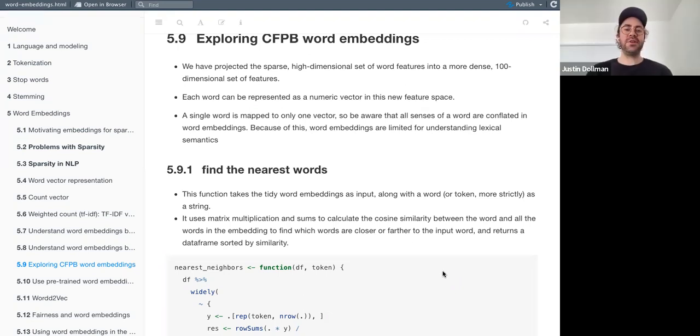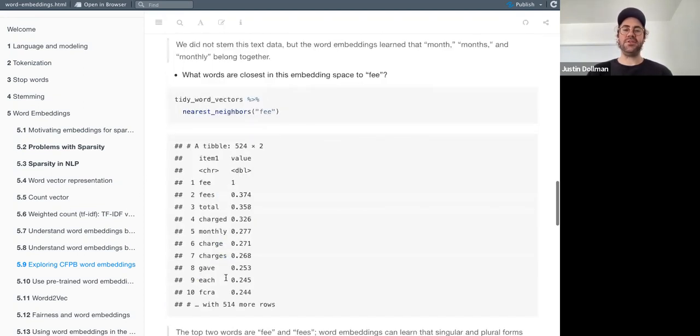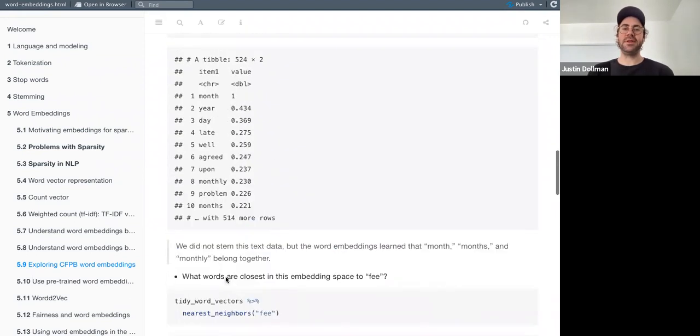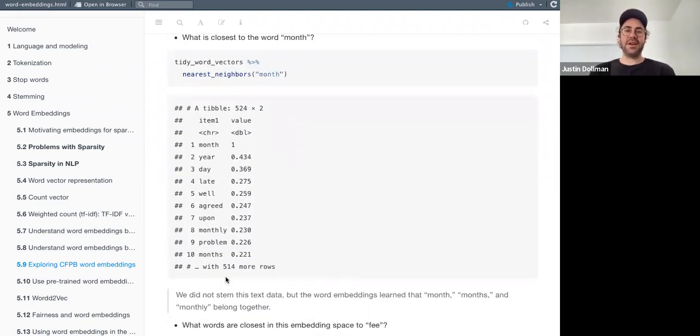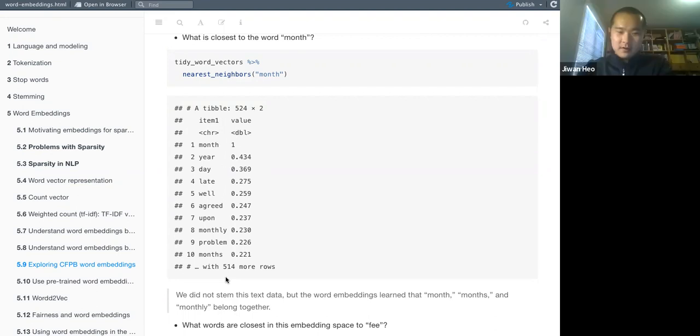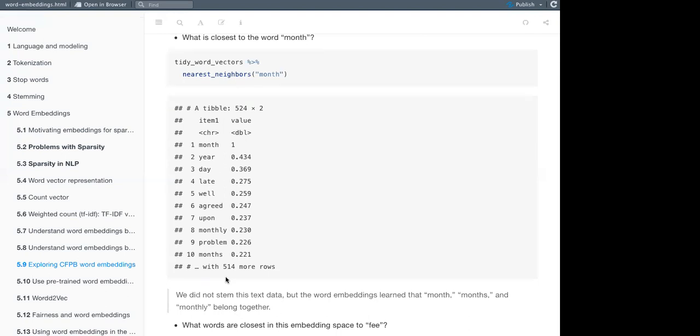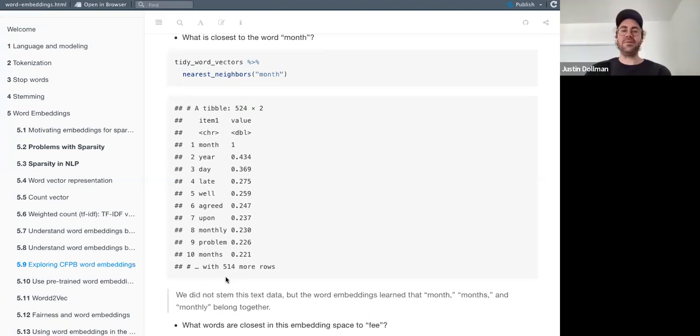So Shan, if you scroll down a little bit on that page, you'll see the nearest neighbors for month. If these vectors are really encoding semantic meaning, it seems like entries 8 and 9, monthly and months, should be well above 0.9. And also above agreed and well. Whatever monthly means, it is closer in meaning to month than agreed.